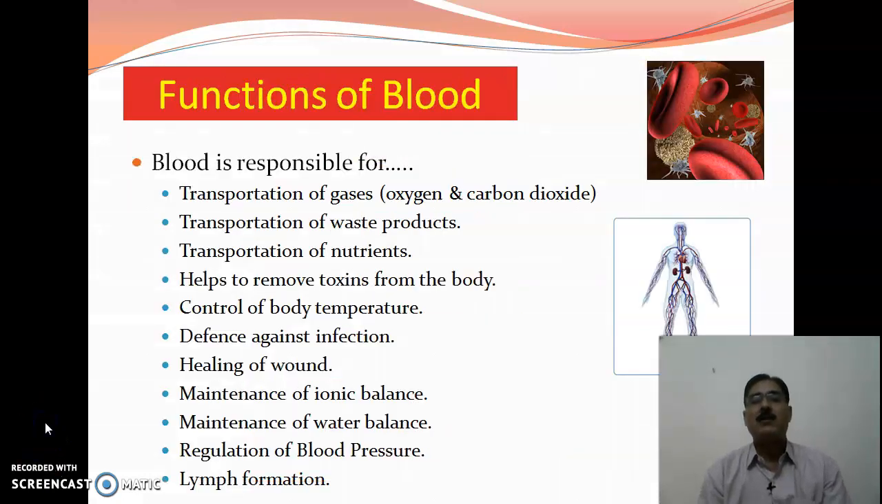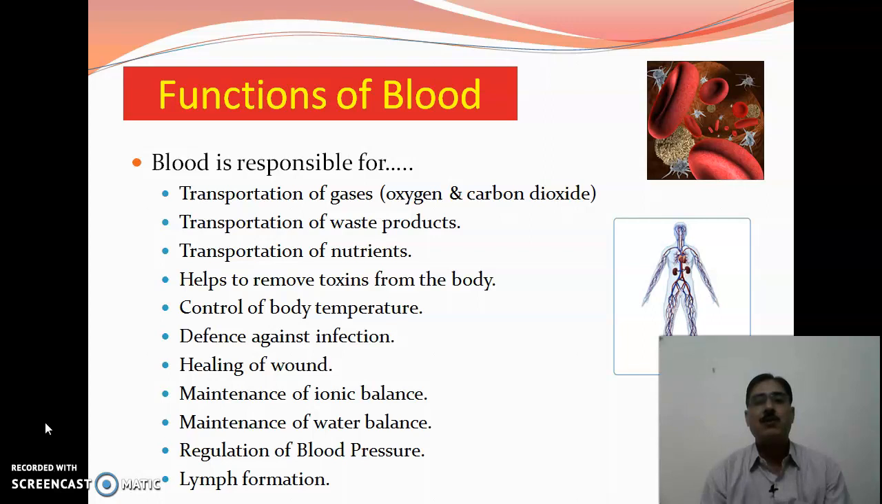Now, what are the main functions performed by the blood? As you know, blood is responsible for various types of transportation. First, it is responsible for transportation of gases, that is oxygen and carbon dioxide. It is responsible for transportation of waste products, and ultimately the filtration occurs in the kidney. It is responsible for transportation of nutrients which are absorbed in the intestine.